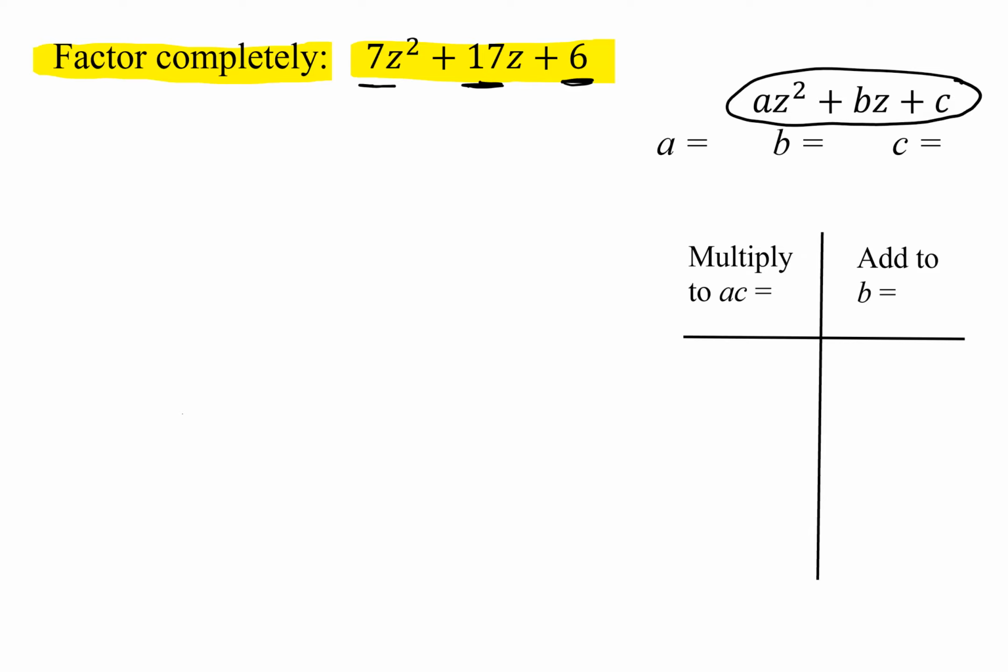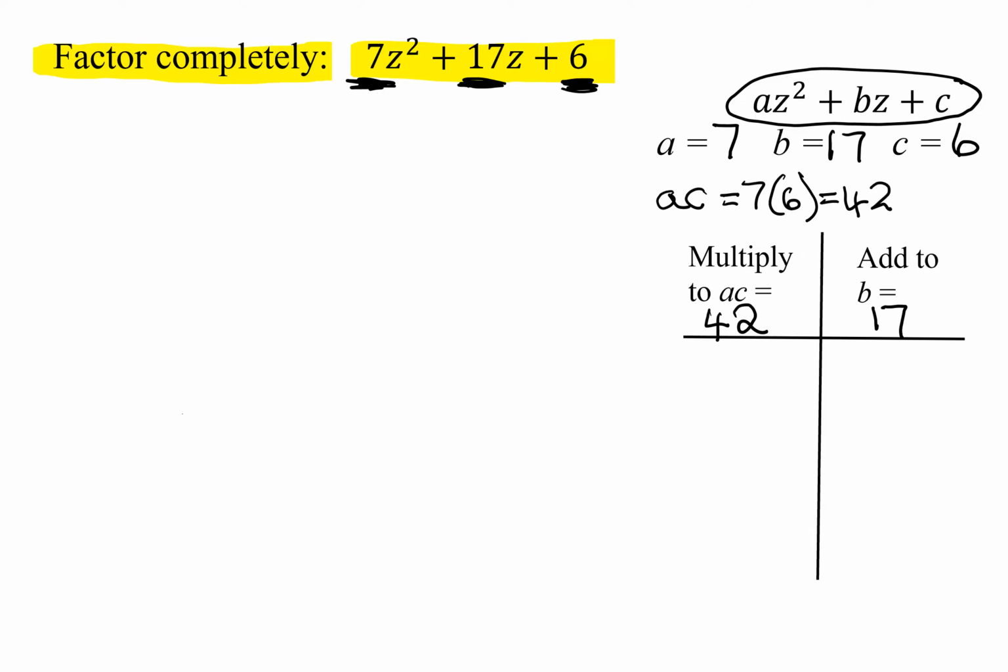So I'm going to compare it to Az squared plus Bz plus C. A is the coefficient of the squared term, so A is 7. B is the coefficient of just the z term, 17, and C is the constant, which is 6. So I'm going to multiply A times C, so it's 7 times 6, which is 42. So I'm looking for two numbers that multiply to 42 and add to B, that is 17.